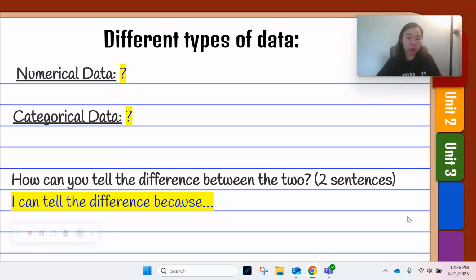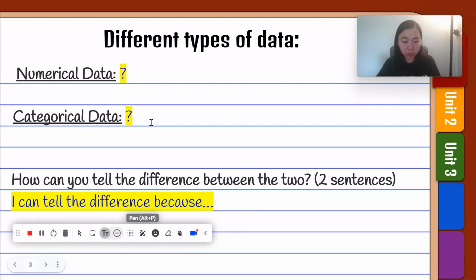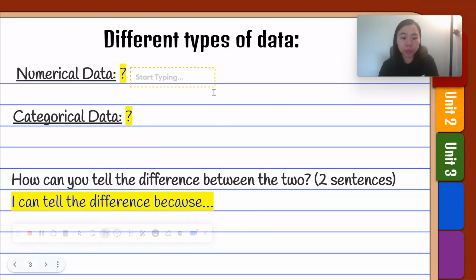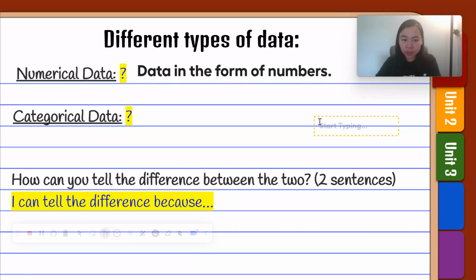So what is numerical data? Numerical looks a lot like the word number. Numerical data is data in the form of numbers. Okay, so when we get data and it's in the form of a number, it is numerical data. Okay, what does categorical data mean? If numerical data is data in the form of numbers, categorical data is data in the form of words.